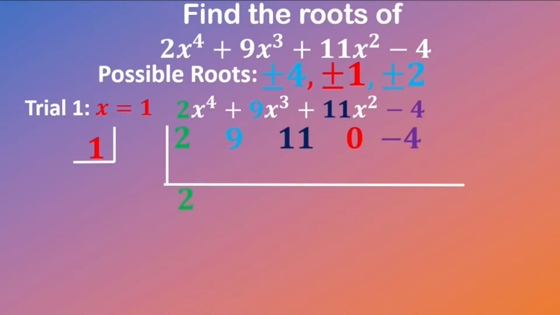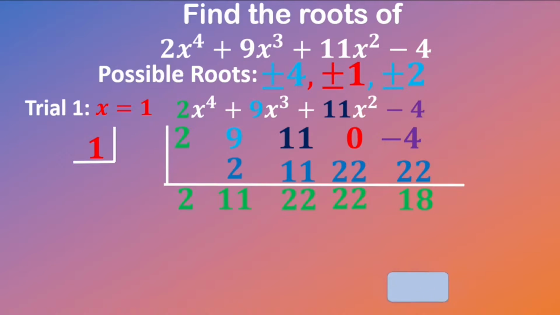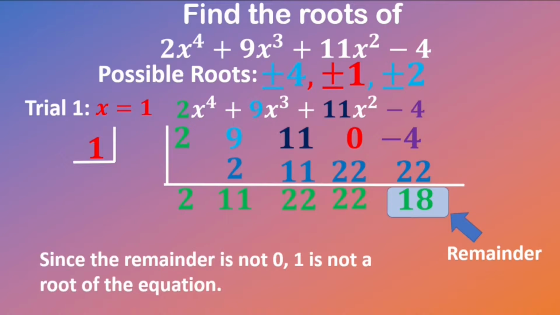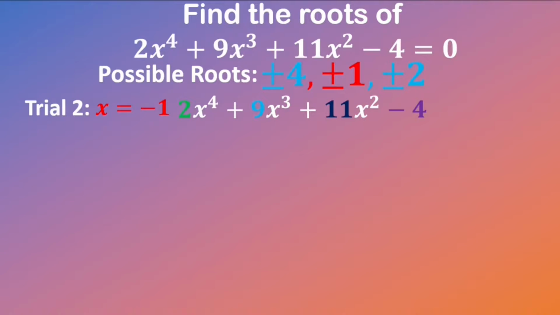Now bring down 2 and proceed with synthetic division. 2 times 1 is 2, 9 plus 2 is 11, 11 times 1 is 11, 11 plus 11 is 22, 22 times 1 is 22, 0 plus 22 is 22, 22 times 1 is 22, negative 4 plus 22 is 18. Since the remainder is 18 and it's not equal to 0, then 1 is not a root of the equation. Now let's set trial number 2 using negative 1.